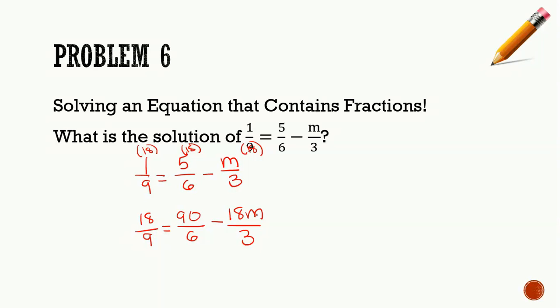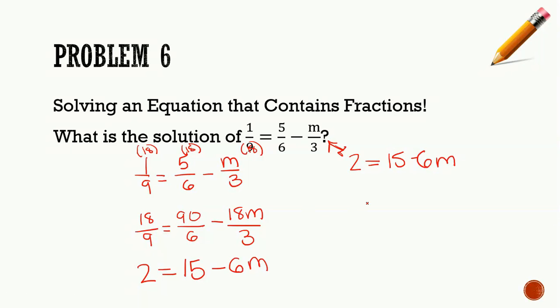Okay. Now, 18 over 9, that's the same as 2. And 90 over 6, that's 15. So then 18m over 3, that's 18 and 3, that's 6. So I'm going to get 6m. Simplifies down. Oh my goodness, this is such an easy problem. 2 equals 15 minus 6m. Look at the difference between these two problems. I would so love to solve the one I just made.